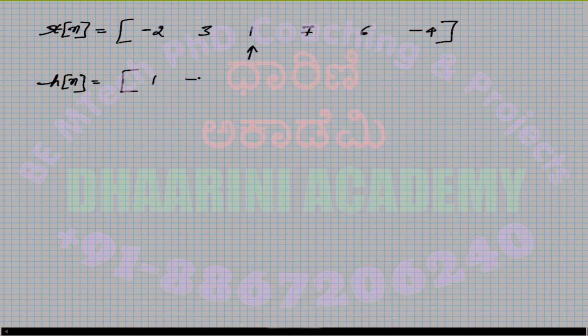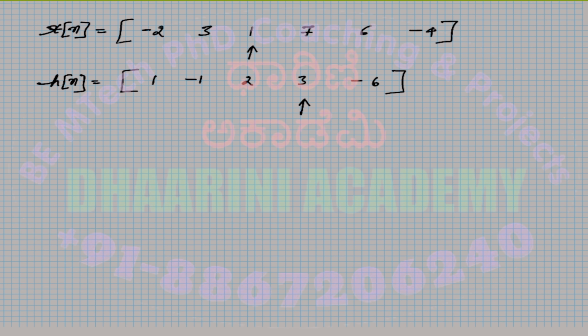This is 1, -1, 2, 3, -6. Okay, so we see this is the index, right, with n equal to 0. All right, so we will follow the same procedure. I will start with the k index. Okay, now let's say this is k.